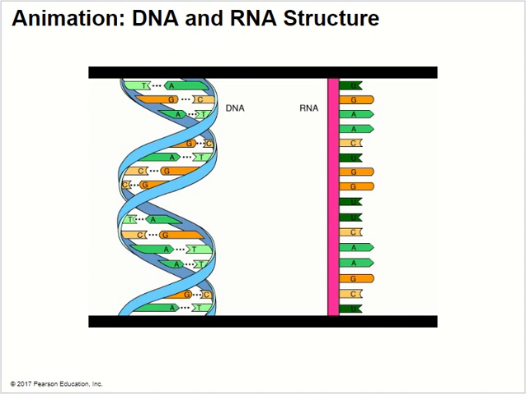All right, and here's just a structure of DNA. Base pairing, where we have two separate strands, and then RNA that was produced from one of those strands. RNA is typically single-stranded.